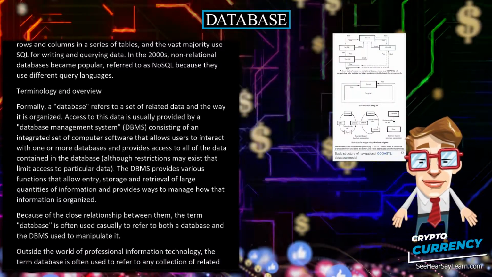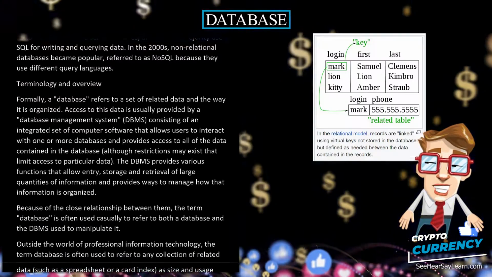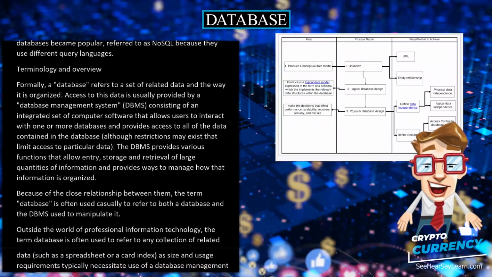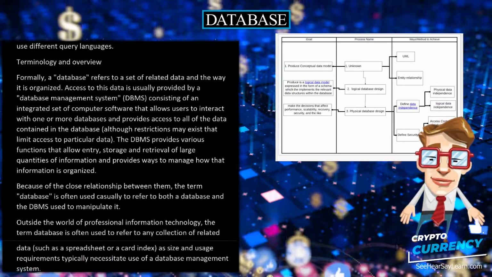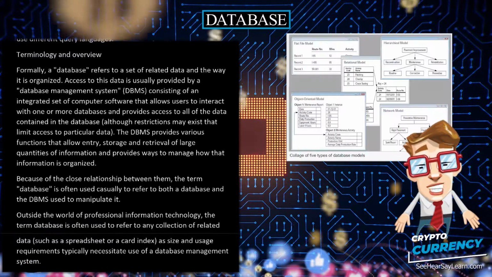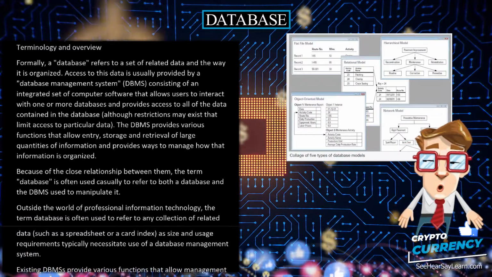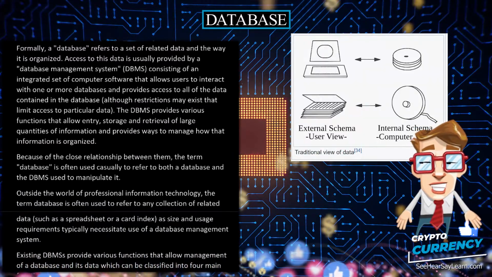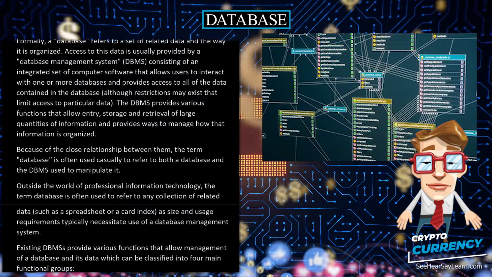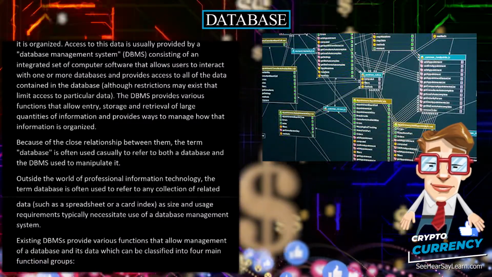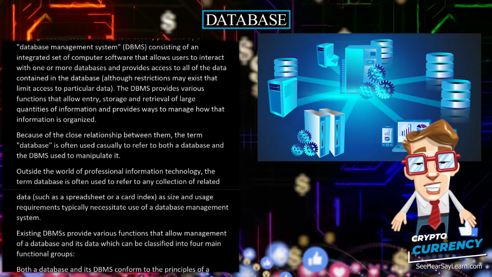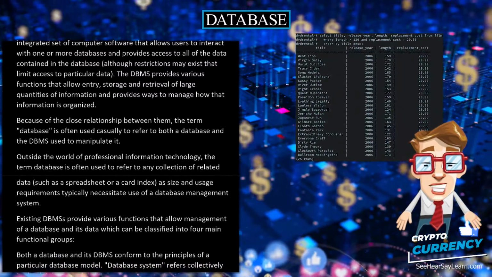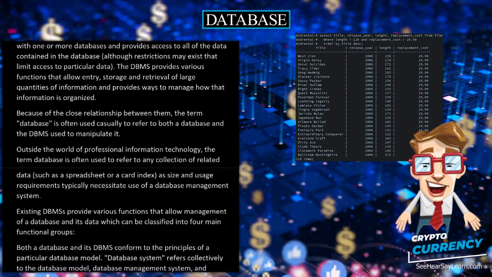Terminology and overview. Formally, a database refers to a set of related data and the way it is organized. Access to this data is usually provided by a database management system, DBMS, consisting of an integrated set of computer software that allows users to interact with one or more databases and provides access to all of the data contained in the database, although restrictions may exist that limit access to particular data. The DBMS provides various functions that allow entry, storage and retrieval of large quantities of information, and provides ways to manage how that information is organized.